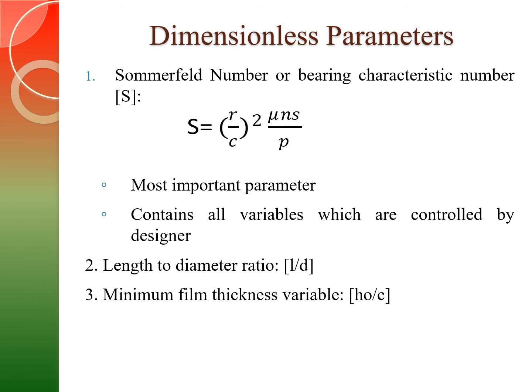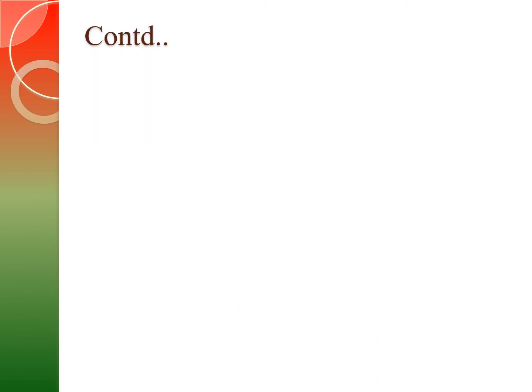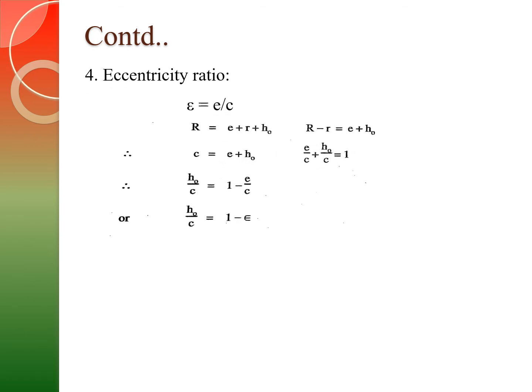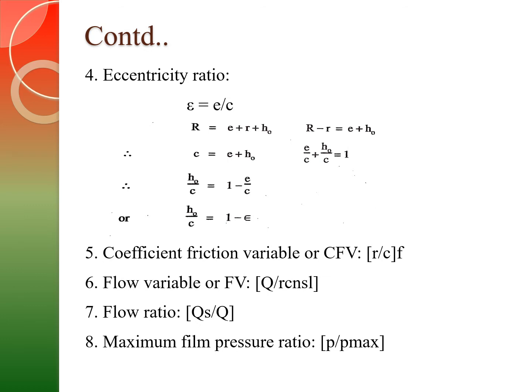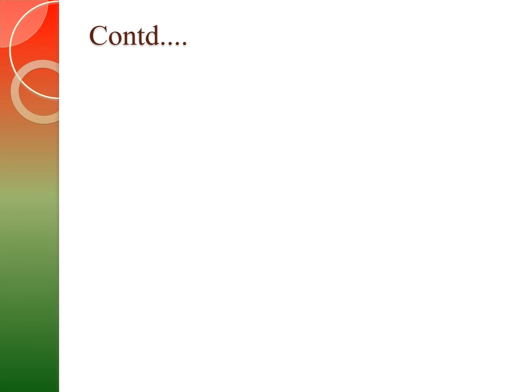Second dimensionless parameter is length to diameter ratio, L upon D. Next, minimum film thickness variable, that is HO upon C. Next, eccentricity ratio, that is epsilon is equal to E upon C. And we already saw this equation, that is HO upon C is equal to 1 minus epsilon. Coefficient of friction variable or CFV is equal to R upon C into coefficient of friction, that is small f. Flow variable FV is equal to capital Q upon R C N_s L. Flow ratio Q_s upon Q, where Q_s is the side leakage or side flow. Next is maximum film pressure ratio, that is P upon P max.